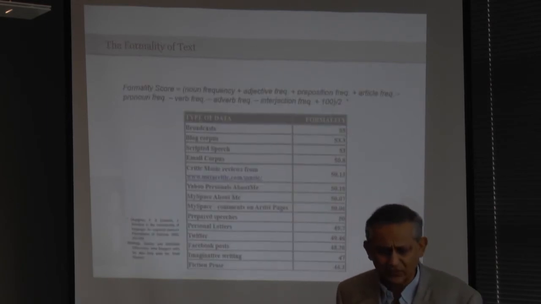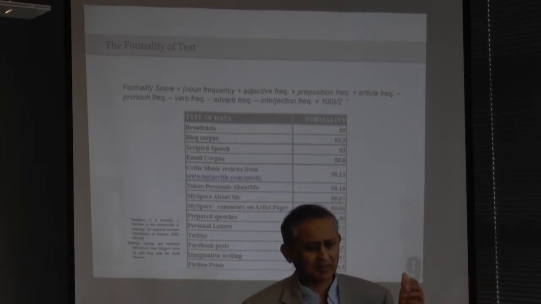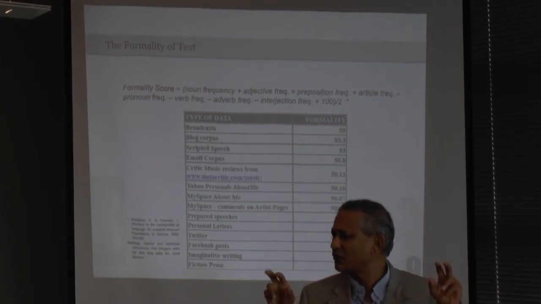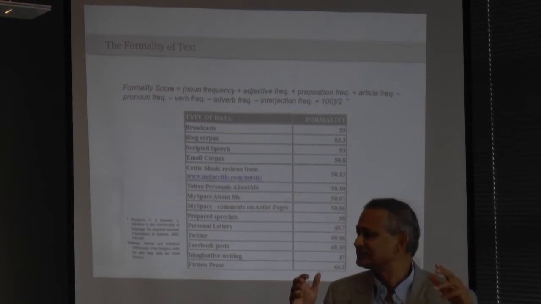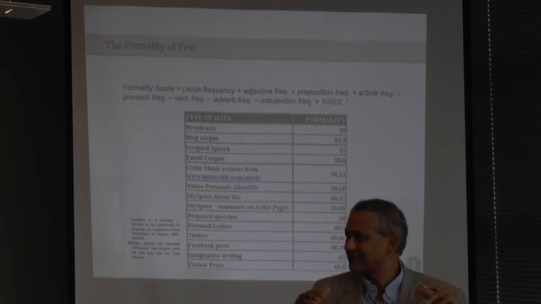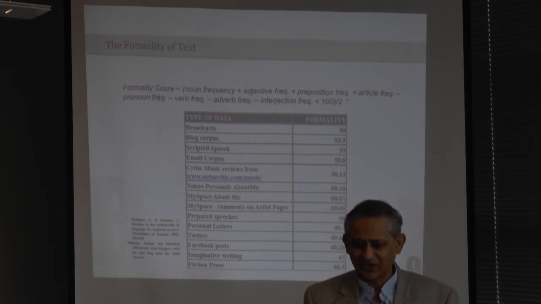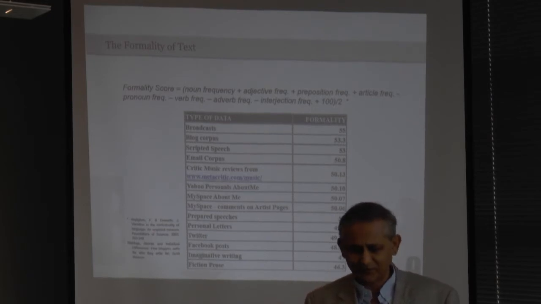So there was this survey, a rather old survey, but you can see the different types of content on the left-hand side, and on the right-hand side there is this formality score. Right? Broadcast news, for example, is more formal. It may not be as formal as scientific literature, but it's fairly formal. A blog is a little less formal. Scripted speech is a little less formal because of its verbal aspects, so it can be a little less formal than written text. Email is less, and so on and so forth. And you can see Twitter is even less formal, Facebook is further informal, and so on and so forth.